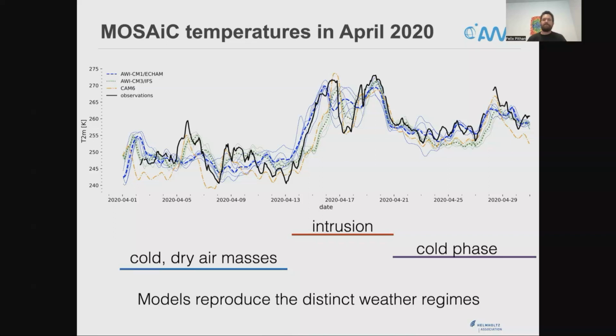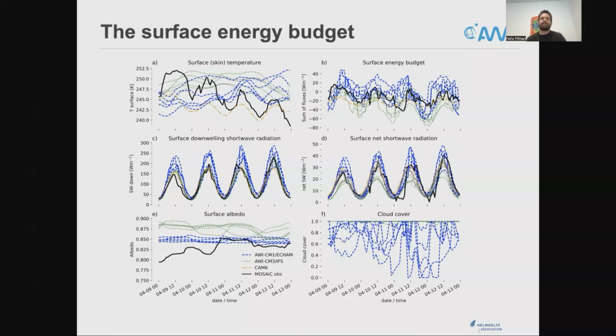That is quite significant because it means that we can use observations to evaluate climate model output on a day-to-day basis, one by one, without developing more complex diagnostics or building long-term statistics. For example, we can look at the surface energy budget and its different components in the observations and in the model, from the shortwave radiation near the surface, the net shortwave radiation, to the cloud cover. We can analyze the surface albedo and the skin temperature.